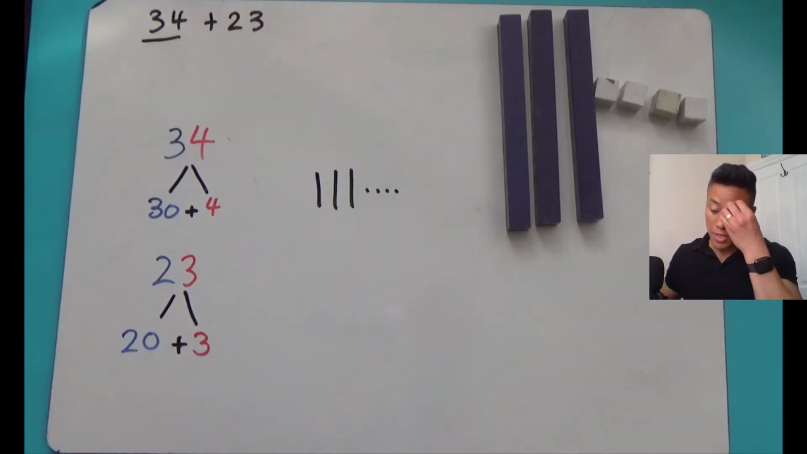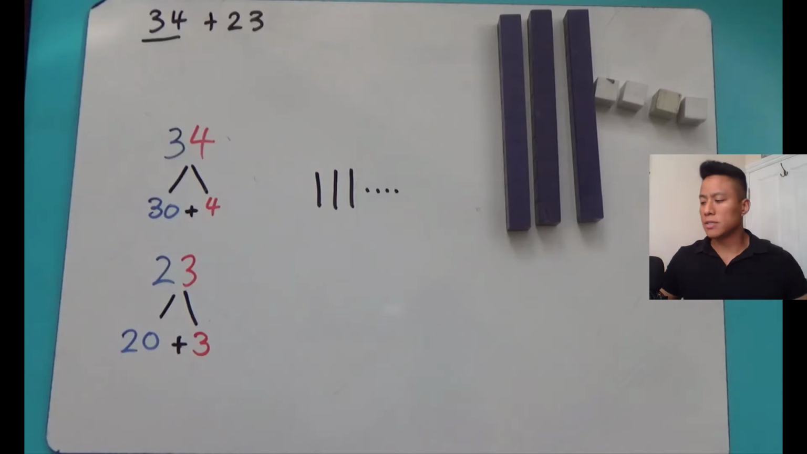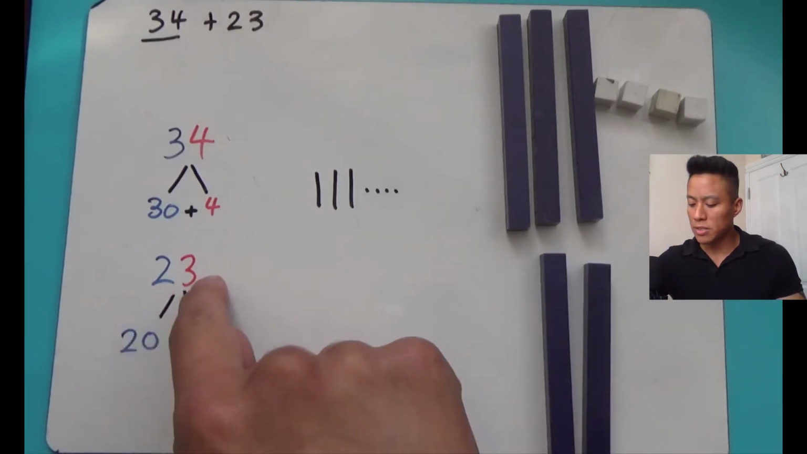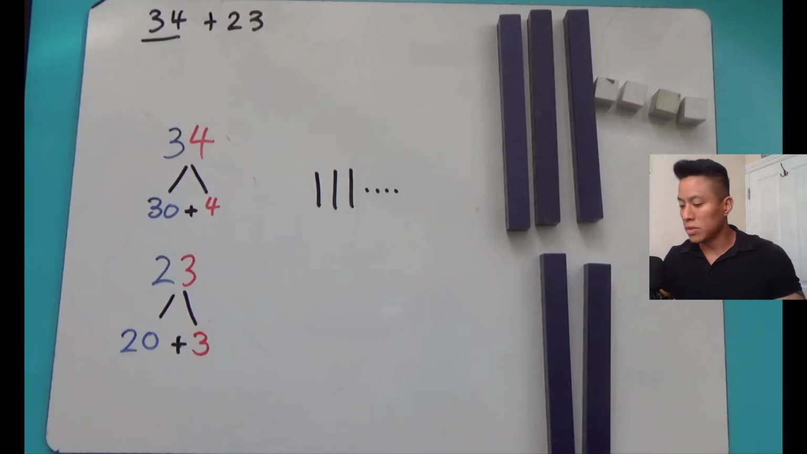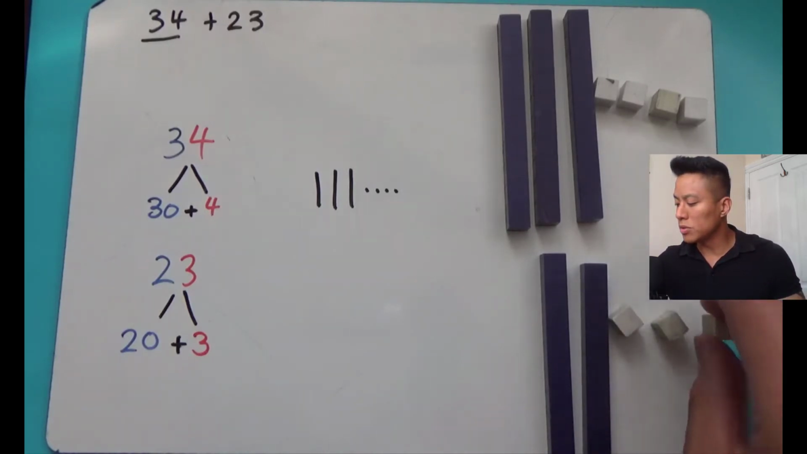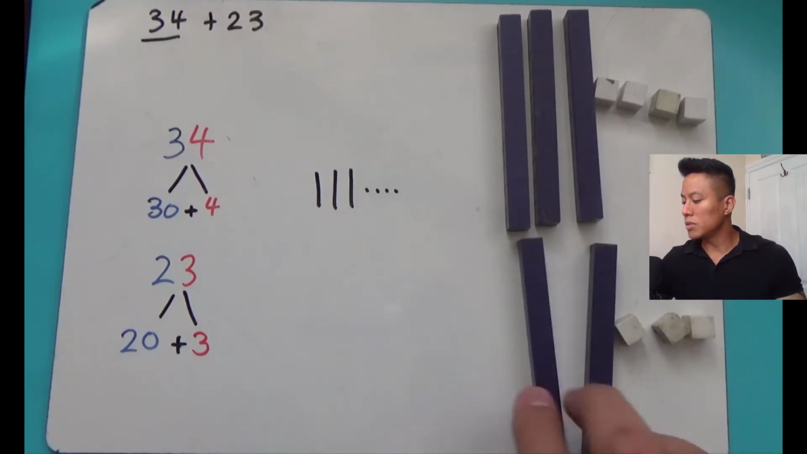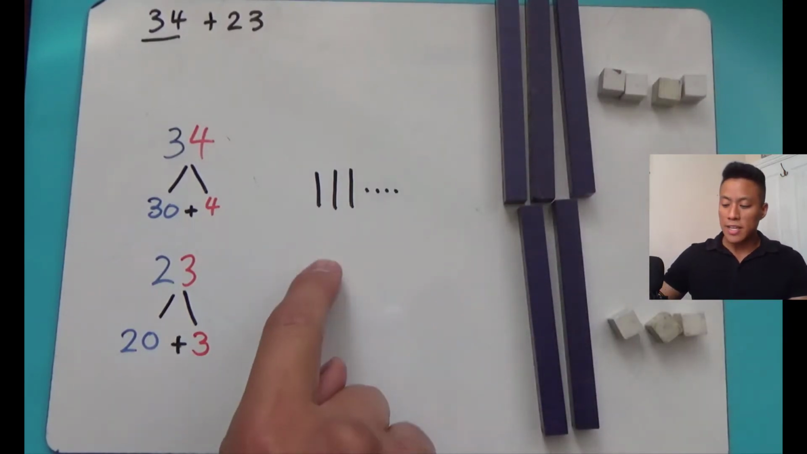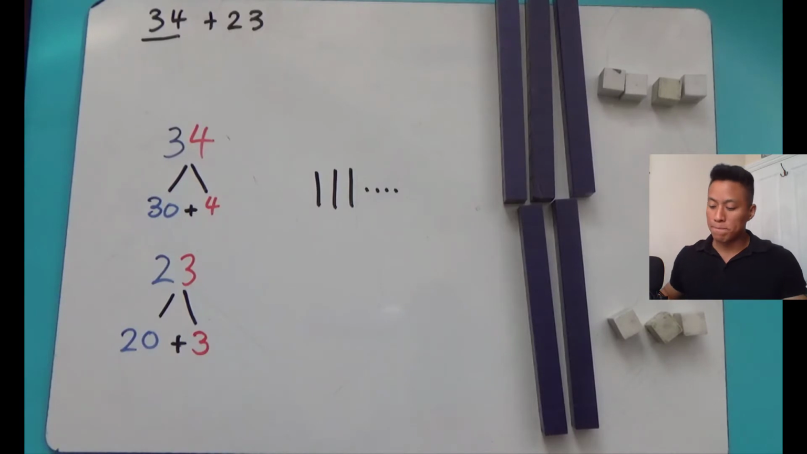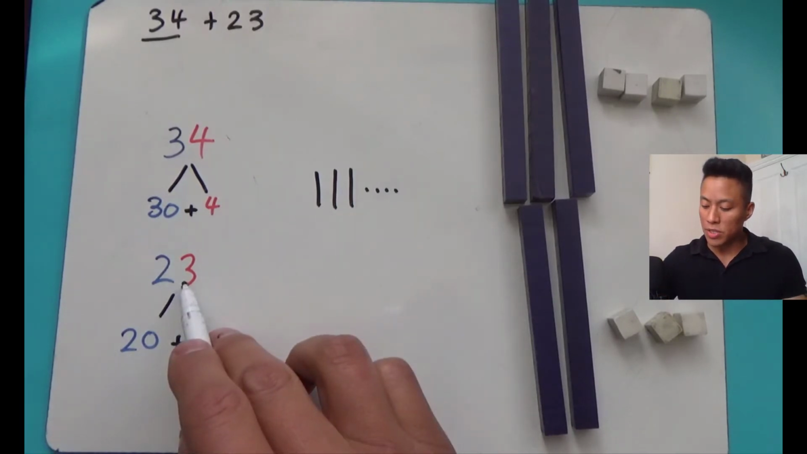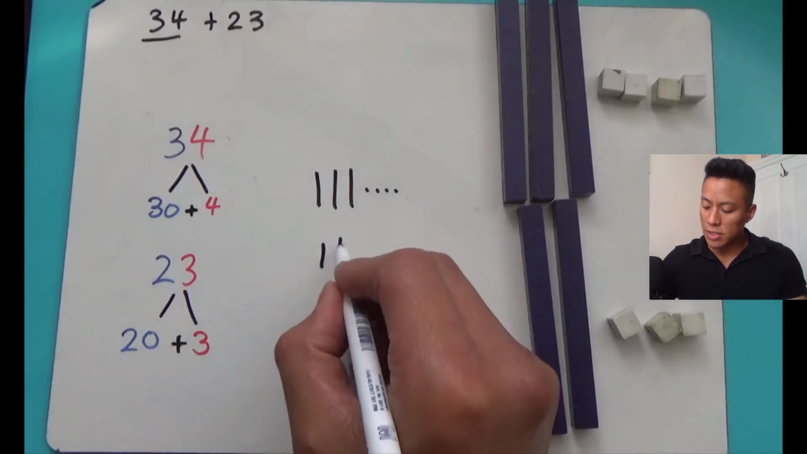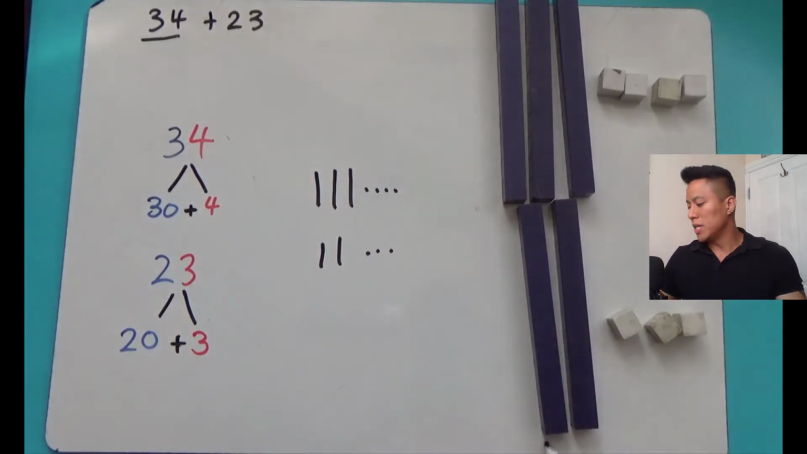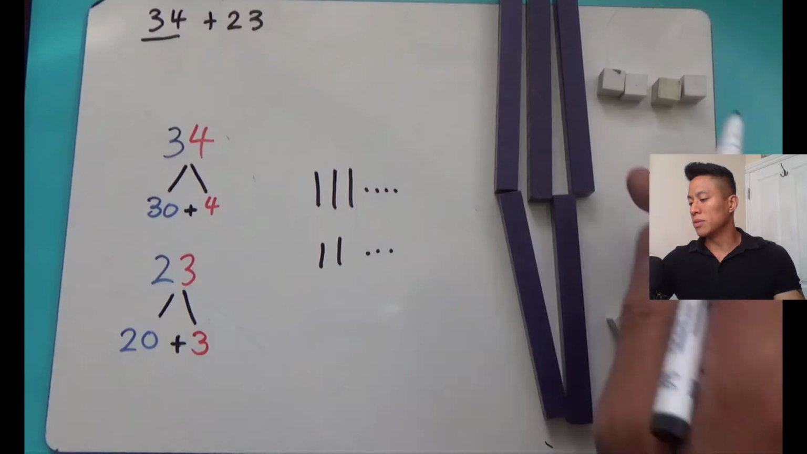20 plus 3. If I use my Diennes, 10, 20, 2 tens, 3 ones. 1, 2, 3. 3 ones. And if I wanted to draw it out, I have my 34 here. I want to do 23, 2 tens, and 3 ones. And then what you can do now is you can total these all together.